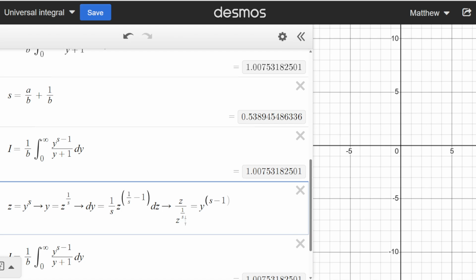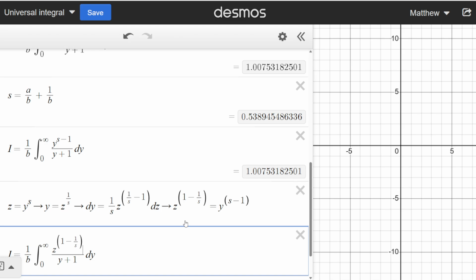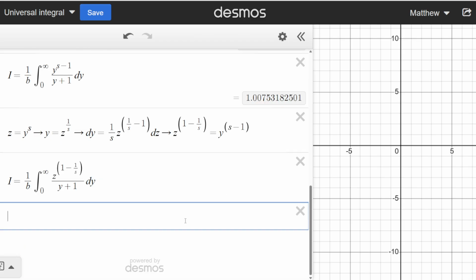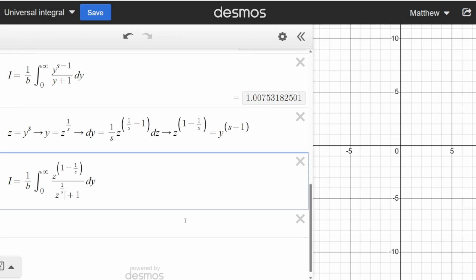So this whole term right here now is just z to the 1 minus 1 over s. Z to the 1 minus 1 over s. Okay. So this is equal to this, so we can replace it in our integral. And then y. Y is z to the 1 over s. It doesn't really seem like we're doing a whole lot here, but this is going to work out.